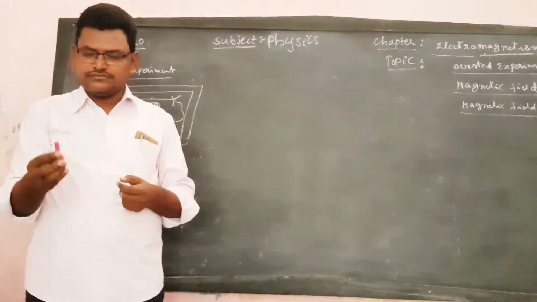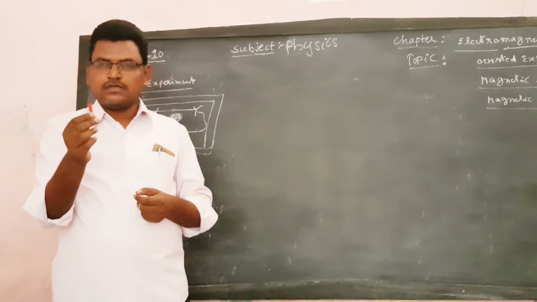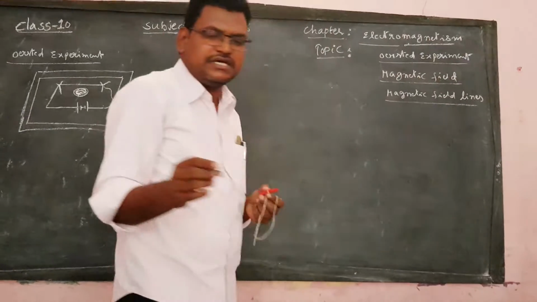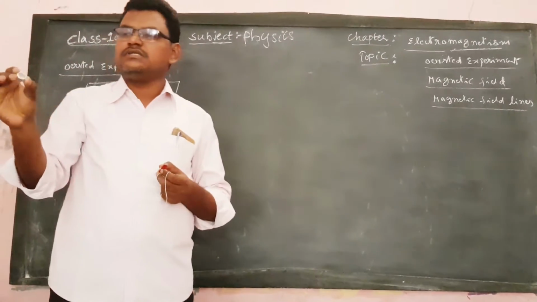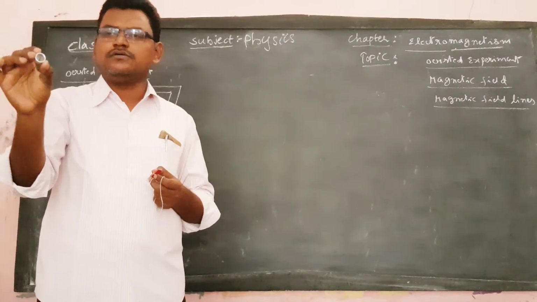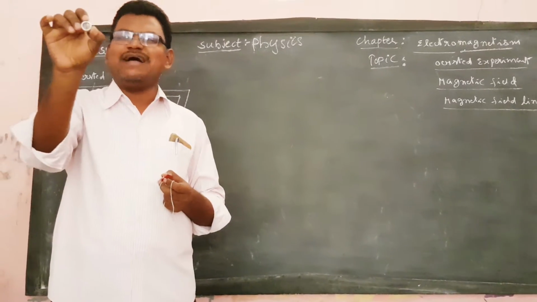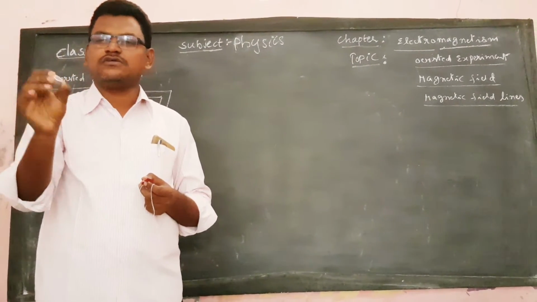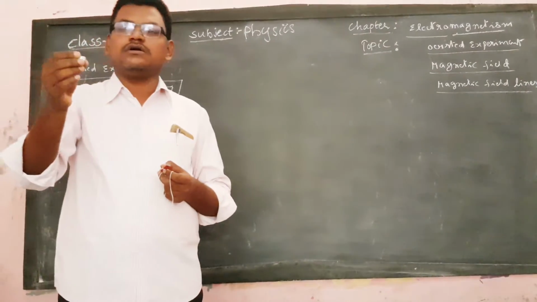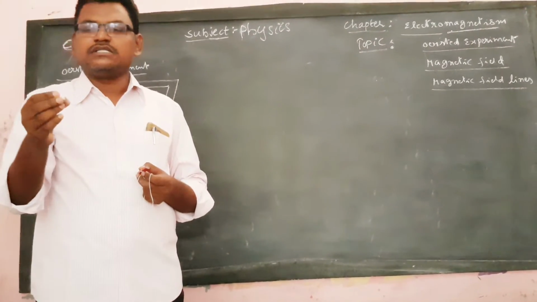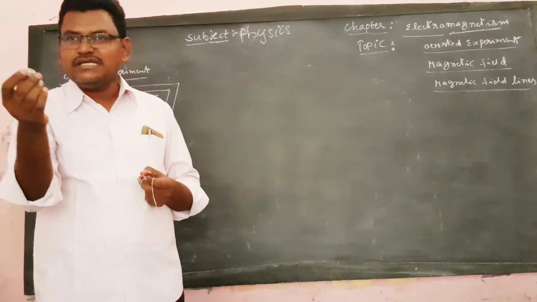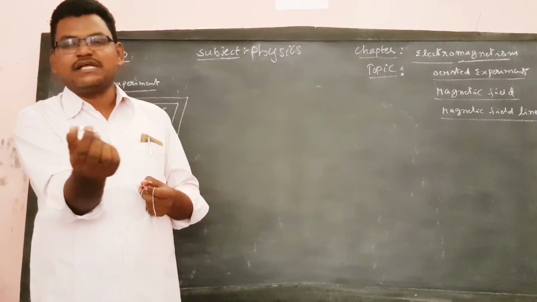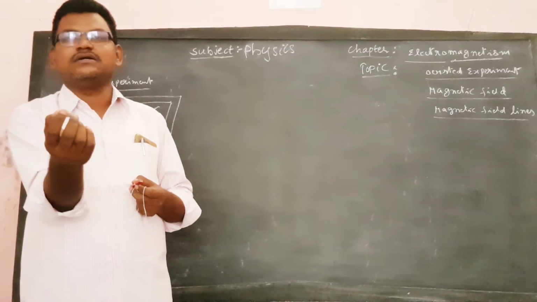So this is a bar magnet. And here there is a compass box. In this there is a magnetic needle, and over it there are two glass surfaces. Through this surface we can see the deflections of the magnetic needle. So in the Oersted experiment, if you take this compass box under a current carrying wire, the magnetic needle deflects.